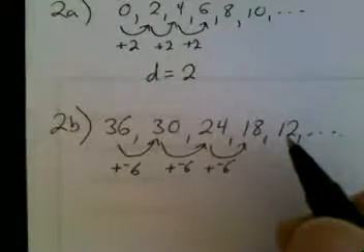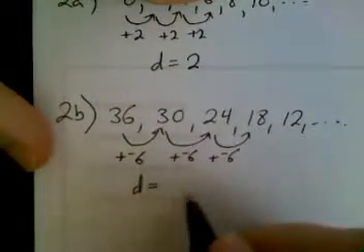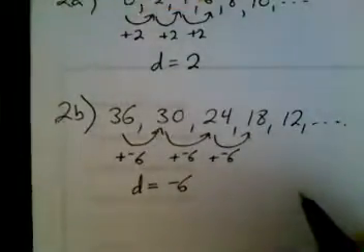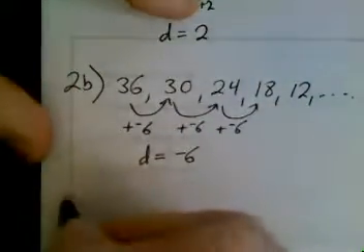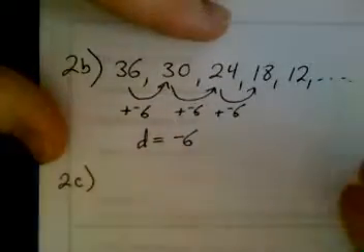There's nothing stopping me from using a negative number. Again, in this case, my difference is actually a negative 6, not positive, a negative 6. And then 2c, the last case, something that's not arithmetic.